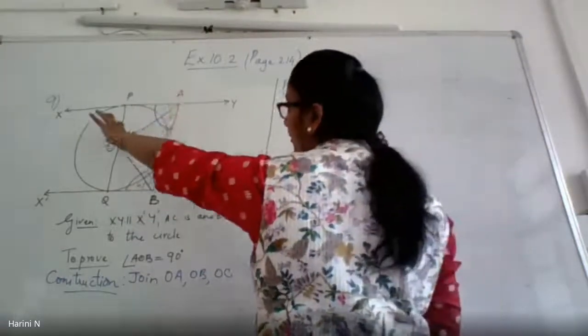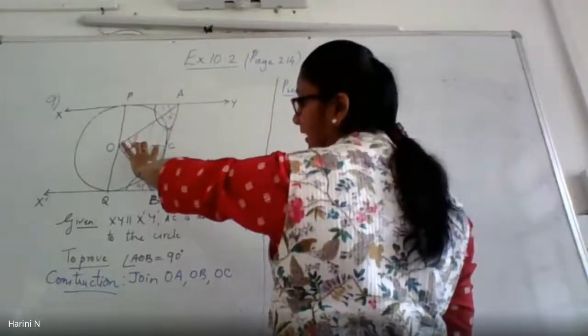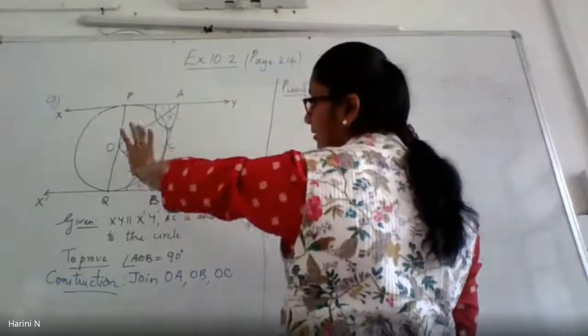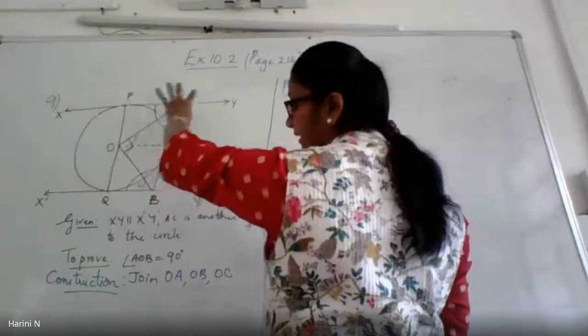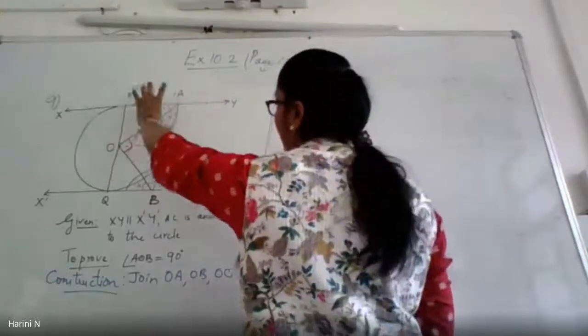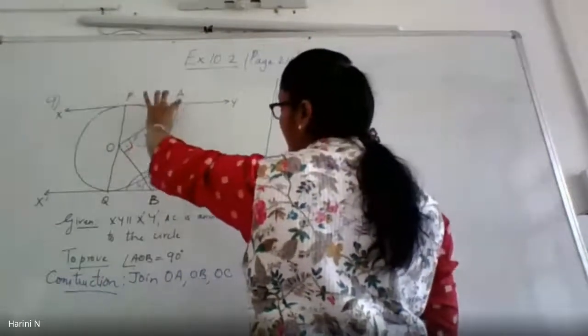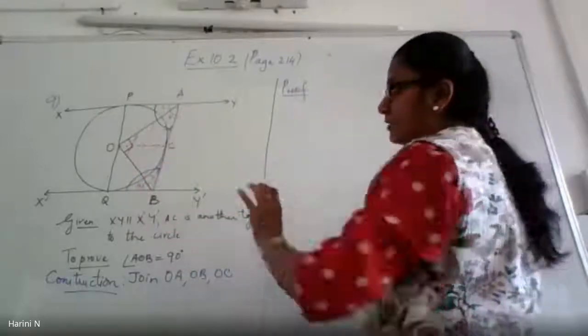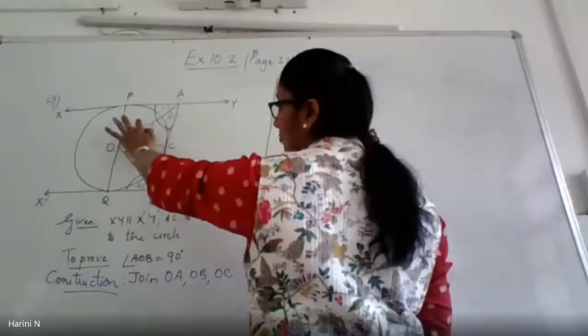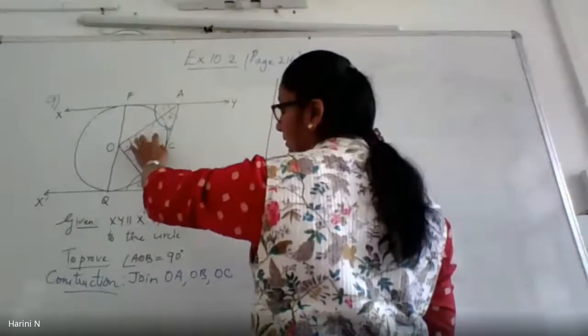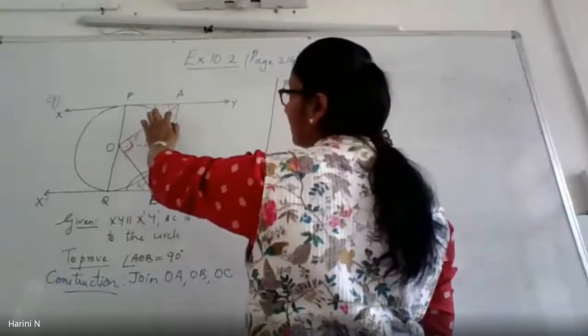So OP will be equal to OC. They are the radii of the same circle. OA is a common side. AP will be equal to AC because tangents from an external point will be of equal length. So by the SSS congruence, these two triangles will become congruent. And hence, your 1 will become equal to 2.